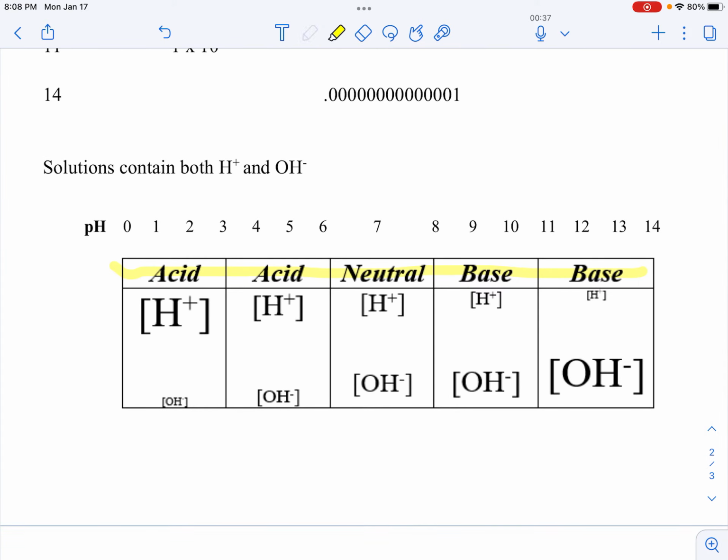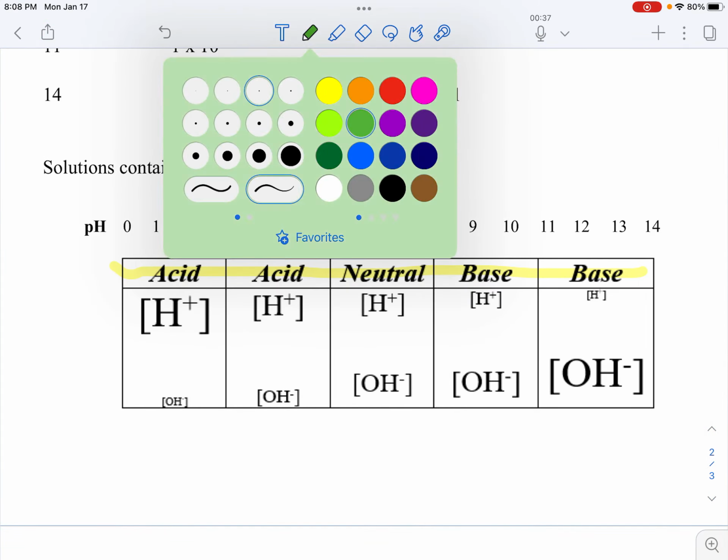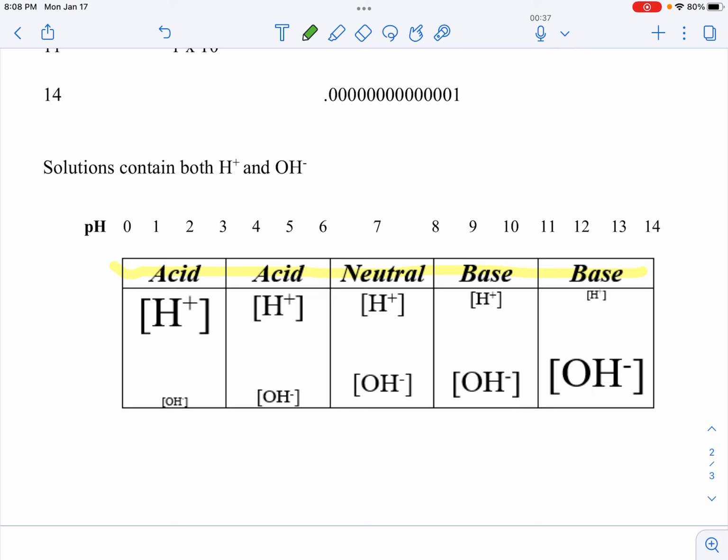We know that water is neutral, right? Water has a pH of 7. Well, for water, the hydrogen ion concentration is equal to the hydroxide ion concentration. Since we're talking concentration, let's put that in brackets there. So if you increase the hydrogen ion concentration, you become acidic. If you increase the hydroxide ion concentration, you become basic. But all solutions have both. Water happens to have an equal concentration of both of those.